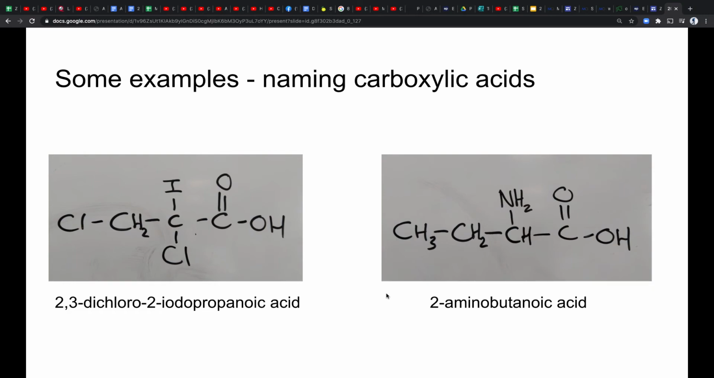So in this case, we have to name the amino group as amino. We can't change the suffix to amine because carboxylic acid has the priority. It is the suffix we got to use. It has to be butanoic acid. It can't be butanoic amine. That doesn't make sense. So we have to name the amino group as 2-amino as a prefix. Cool. So those are our examples.